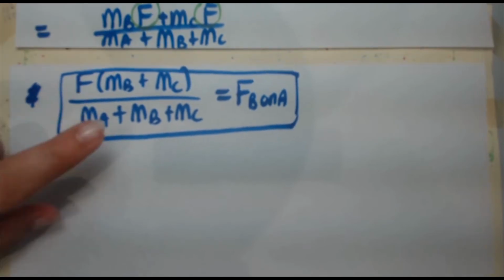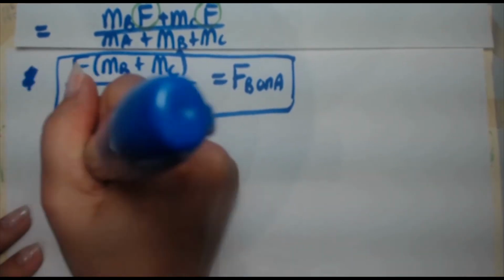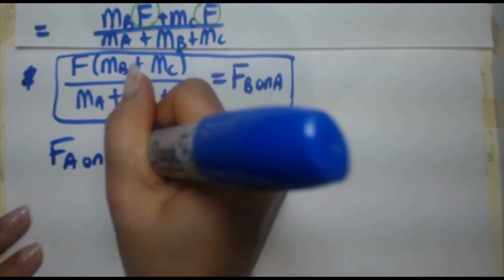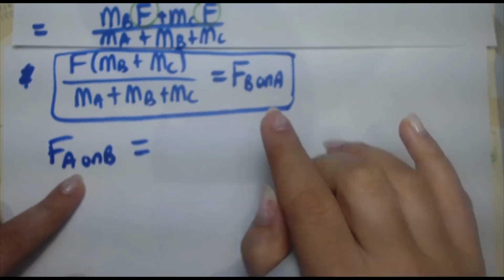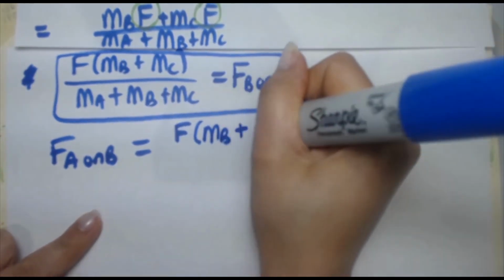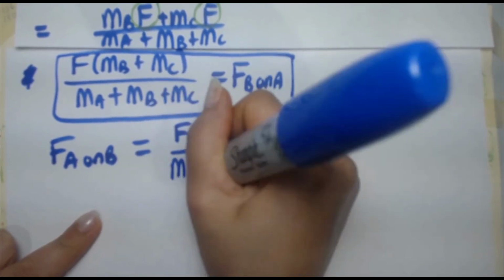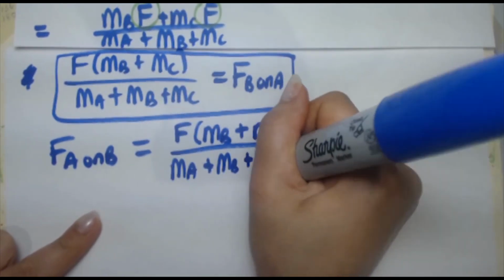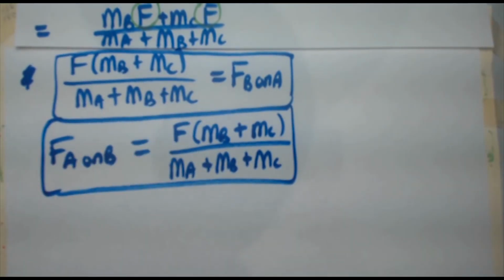So here we got F_B on A. And you know the next part, the easiest part, to find the last force, F_A on B. Newton's third law says these two have the same magnitude, opposite direction. So for magnitude, it's the same. F_A on B equals F times m_B plus m_C over m_A plus m_B plus m_C. Wow. Okay, guys, so that's it for this video. That's all you can do to simplify it.